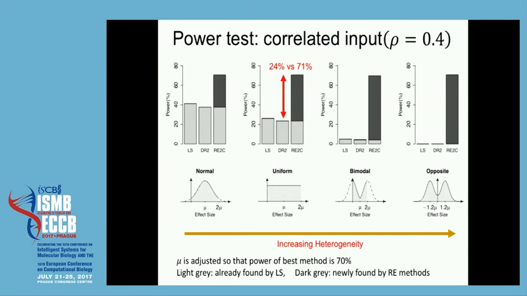In the simulation, we considered 4 different true effect size distributions: normal, uniform, bimodal, and opposite. And we tested 3 methods in each true effect size distribution. R2C outperforms other methods greatly in all scenarios of different true effect size distributions. For example, in the uniform distribution, DR2 only achieves 24% power, whereas R2C achieves 71% power. We fixed the mu so that the power of the best method will achieve 70%, and we used a different color scheme for the variants identified by RE and usually found by the RE method.